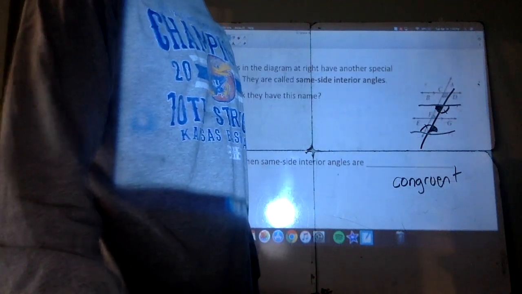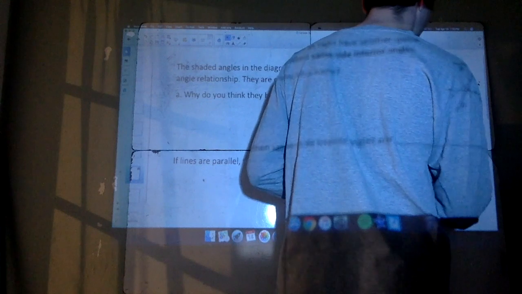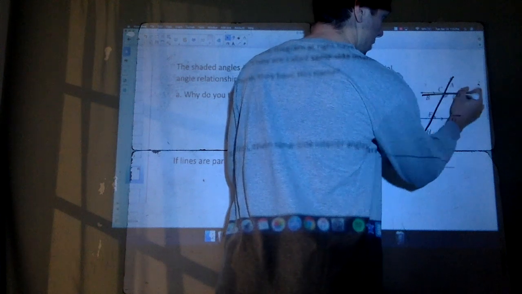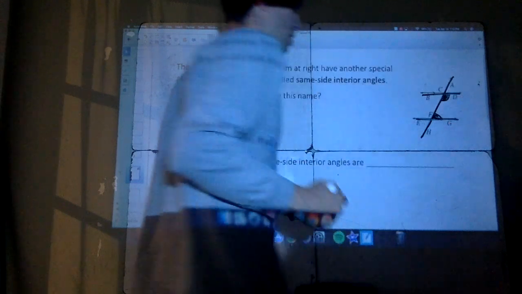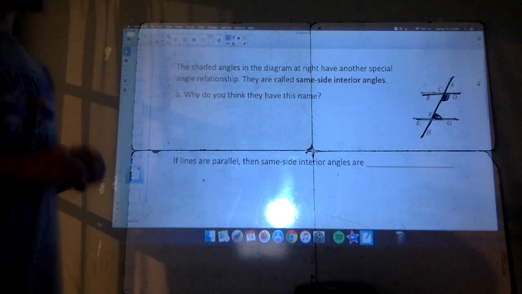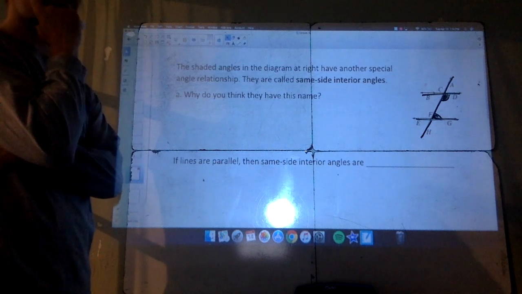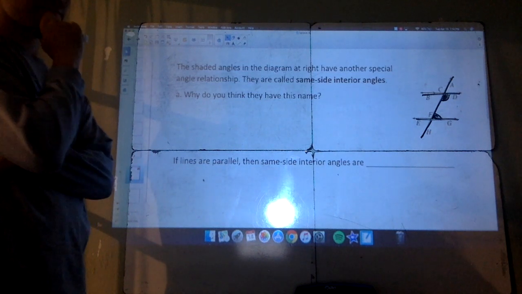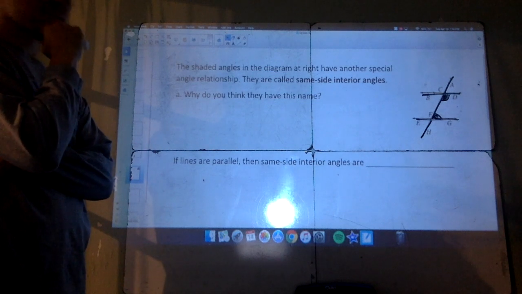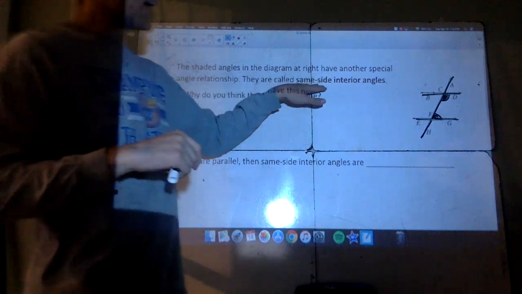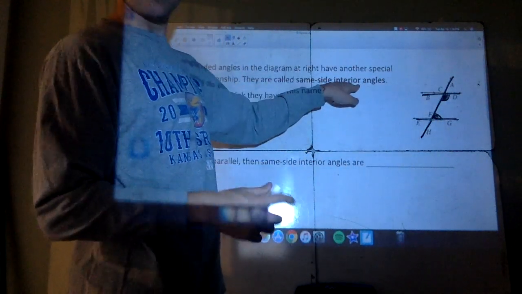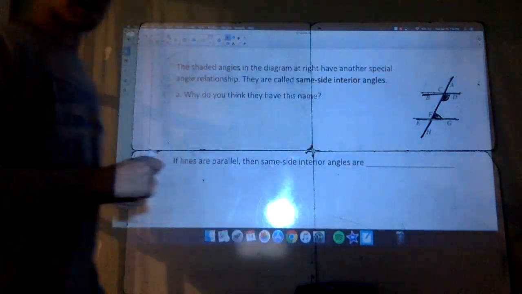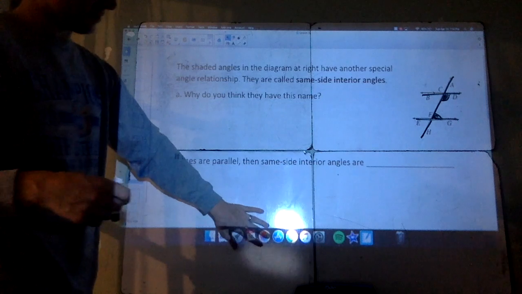Moving on. So we have another name of angles here. Here we have our transversal, our parallel lines, and then here we have those two angles. So these are called same side interior angles. Why do you think they have this name? I want you to think about that for a sec. So the same side means they are on the same side of the transversal. They're both on the right side. Interior means they are inside the parallel lines.